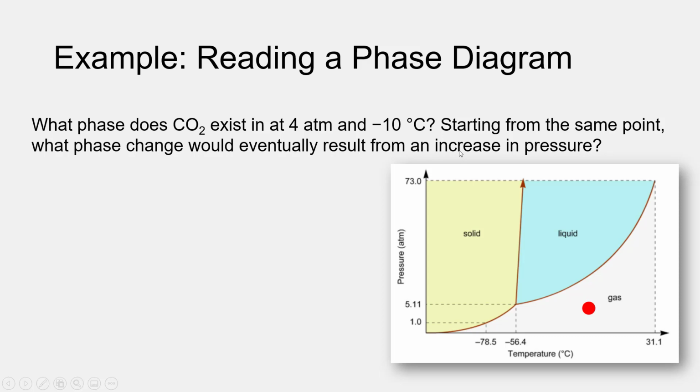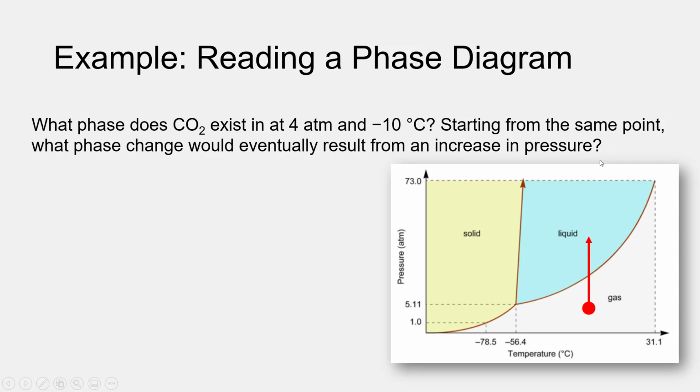So we can read that to mean that we are going to increase the pressure as much as we want, and we want to know what phase change would eventually result. So we're increasing the pressure on this sample until we get a phase change. The way we replicate that on the phase diagram is to draw a line or an arrow straight up, and we would cross the liquid-vapor boundary here, which would suggest that our gas phase CO2 would condense into a liquid with increased pressure.